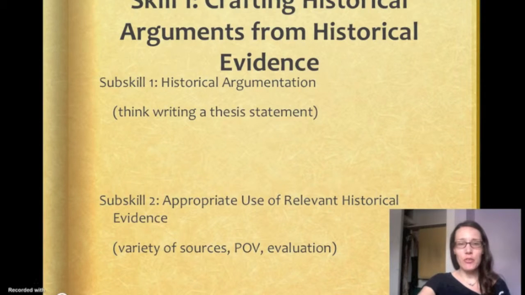So let's go over the first skill here. And all of the skills are broken down into sub-skills. So for crafting historical arguments from historical evidence, the first sub-skill that you need to know how to do is to essentially create historical arguments. So you are familiar with this even if you haven't taken an AP history course before.